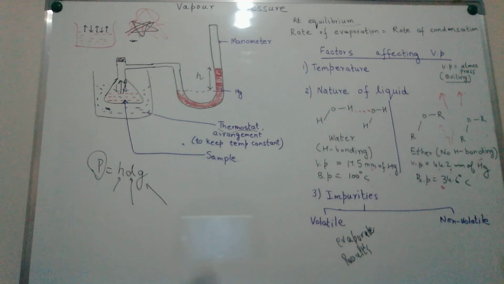Then we add non-volatile impurities. Non-volatile means which will themselves not evaporate. They also affect the vapor pressure. Since they themselves are not evaporating, we shall see later when we do the colligative properties as to how such non-volatile solutes affect the vapor pressure of the liquid.